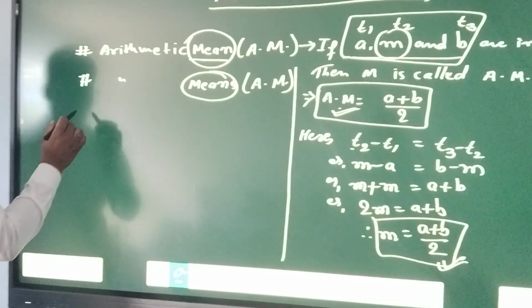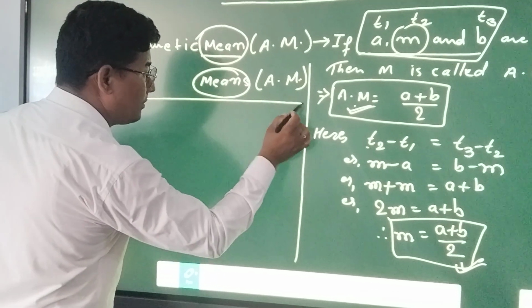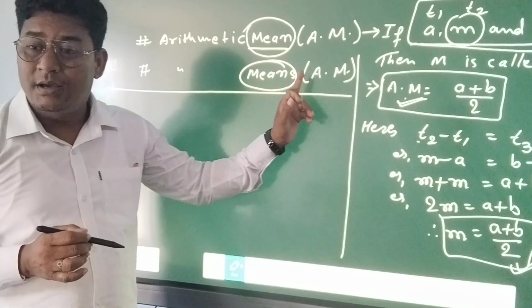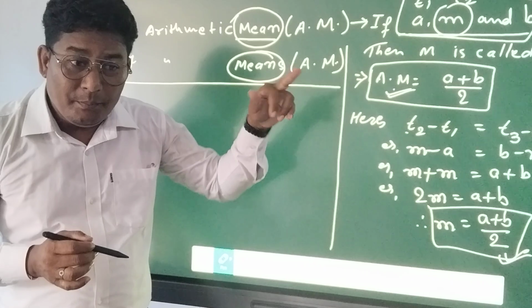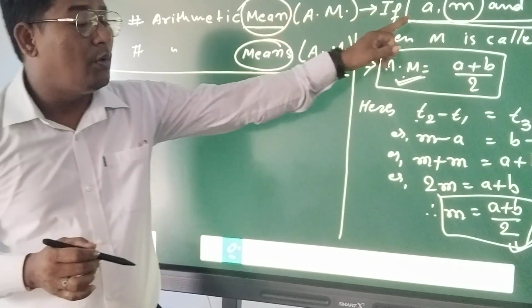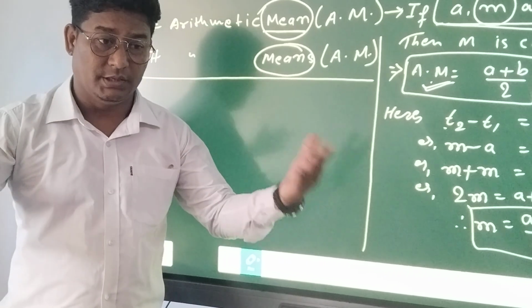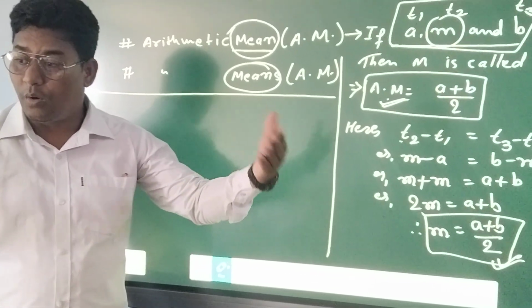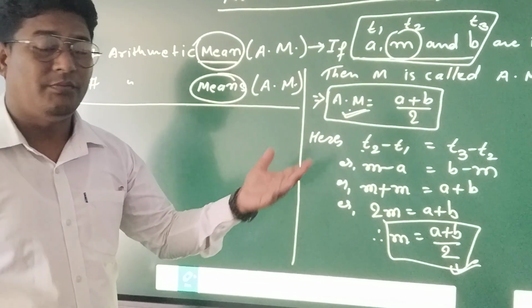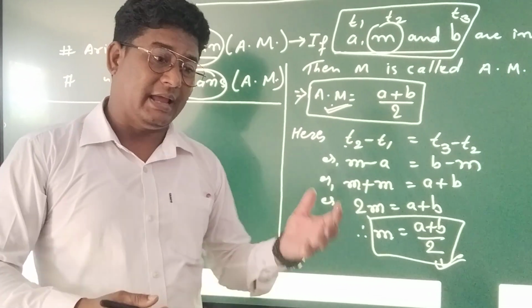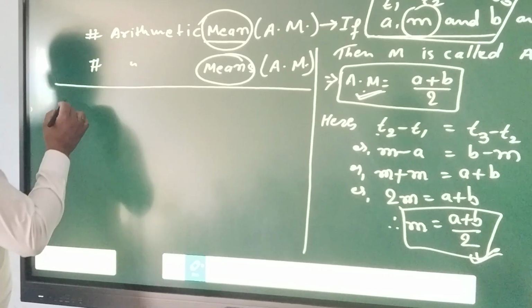But now talk about arithmetic means. Here there is only one arithmetic mean, but with means there are more than one arithmetic means. More than one: 1, 2, 3, 5, 10, 12. Any number of means is possible here.